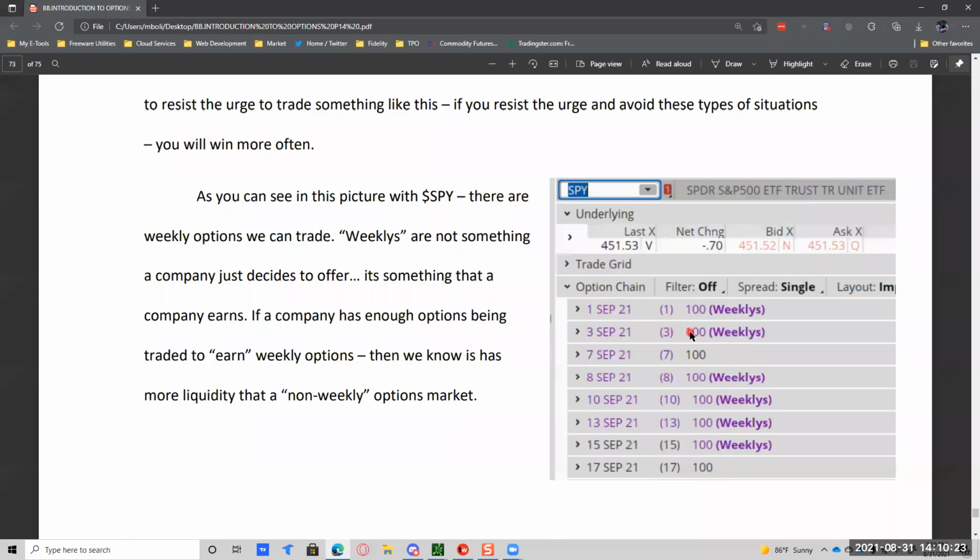I don't know what the criteria is, but if it doesn't have weeklies, it's like a big neon sign that says this company has such illiquid options that it hasn't even earned the right to have weeklies. And that should get your attention. And maybe you don't want to trade that.